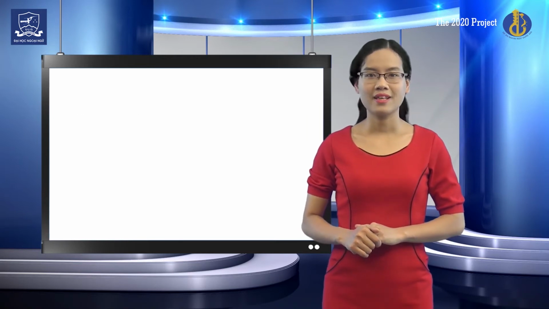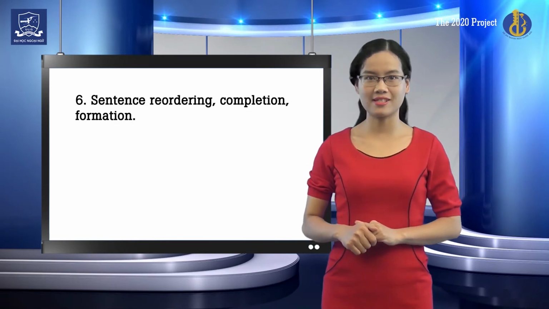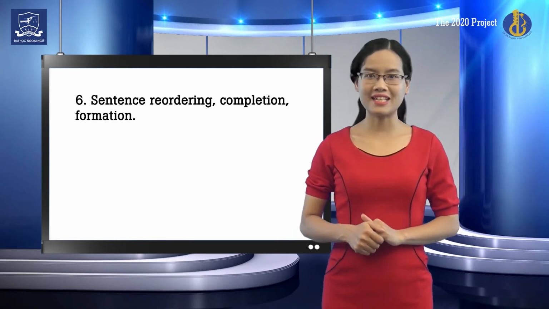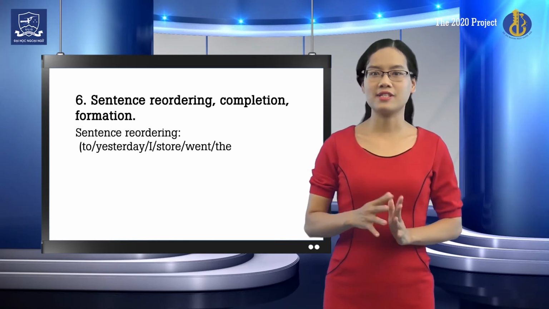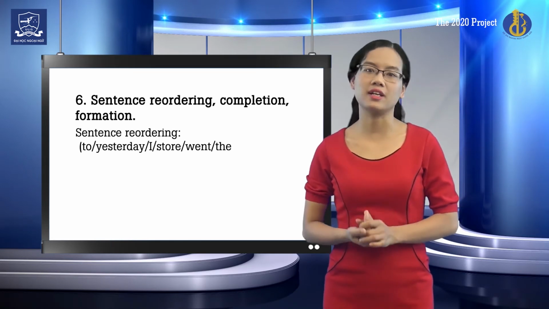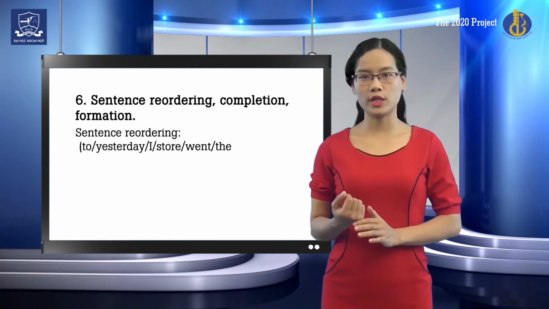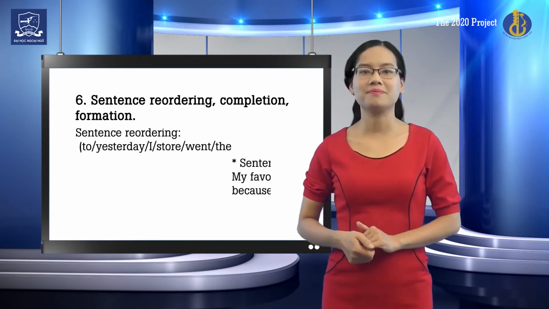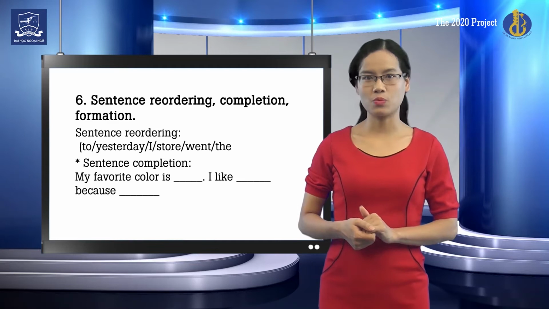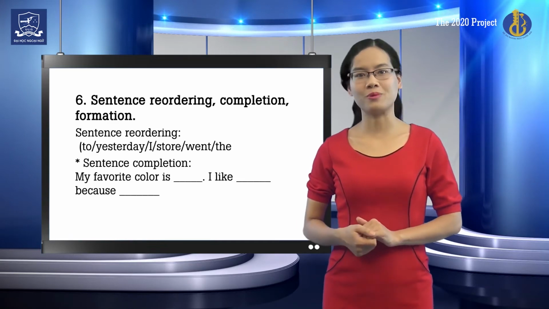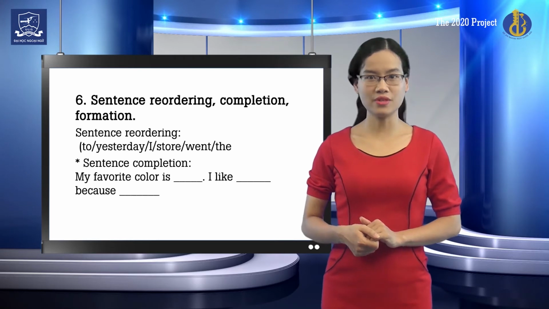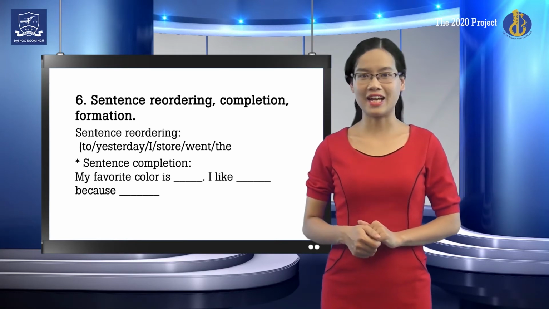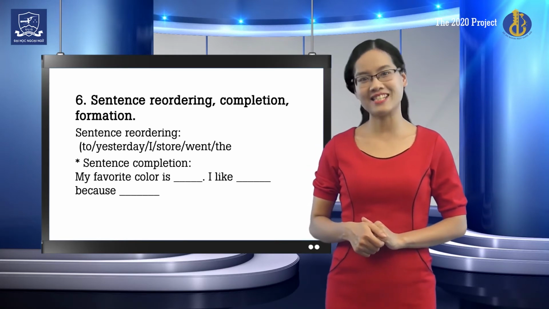The next type is related to sentence level. In sentence reordering, words are presented out of order and the students have to reorder them appropriately, like the sentence, I went to the store yesterday. Sentence completion. Students complete sentences with their own answers. For example, my favorite color is green. I like green because it is the color of trees and plants, and it can give me a feeling of relaxation.